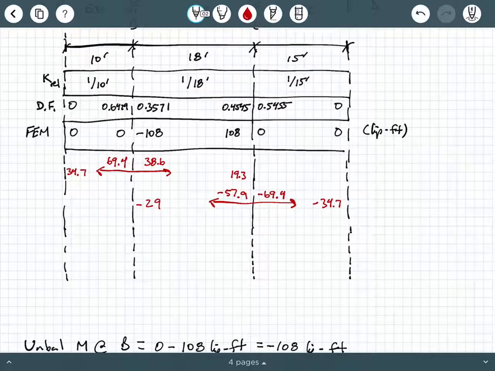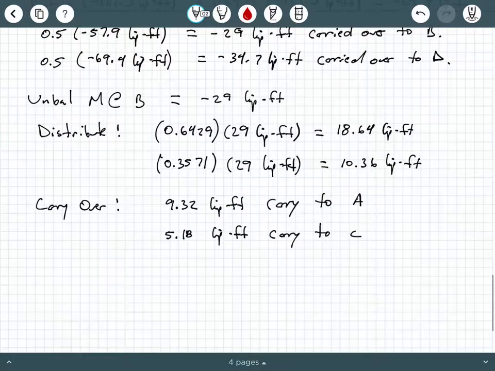Okay, like I said, I'm not explicitly saying everything anymore because I'm assuming y'all are getting more comfortable with this. So let's see, what do we need to put down next? We got 18.64 here. We got 10.36 here. That becomes balanced, and we carry over half of each of those values to the adjacent supports, 9.32, and then we have 5.18 carried over here. All right, so what's unbalanced now?